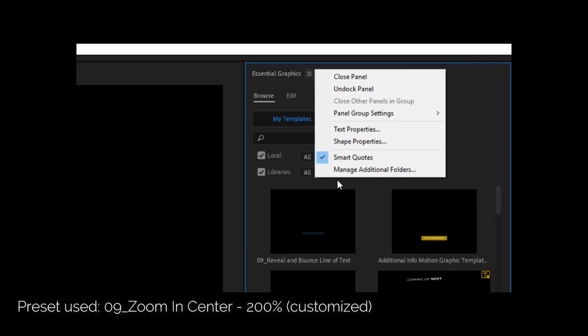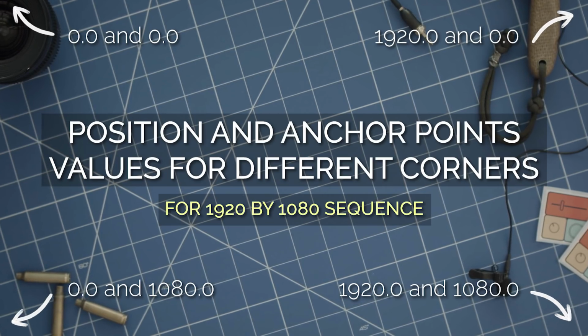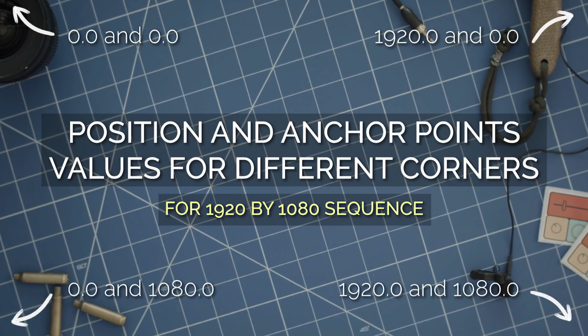If you need a cheat sheet for different corners, here it is. You can also edit these values to zoom in to any point in between. Just remember that the position and anchor point parameters need to match.